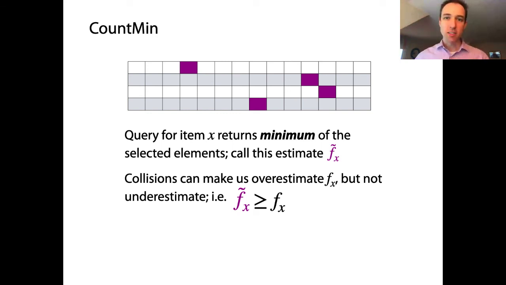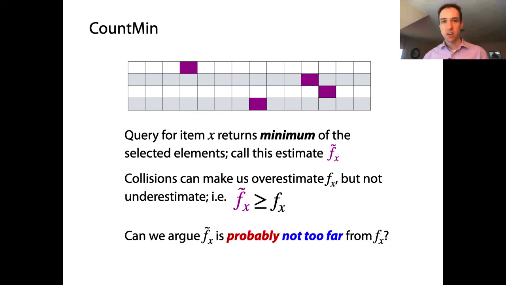But how far is it? That's really the key question. Can we argue that we're not too far off? Or in other words, can we argue that tilde f sub x is probably not too far from f sub x? And that's what the whole next video is about: can we prove something useful that says that tilde f sub x is probably not too far from f sub x?